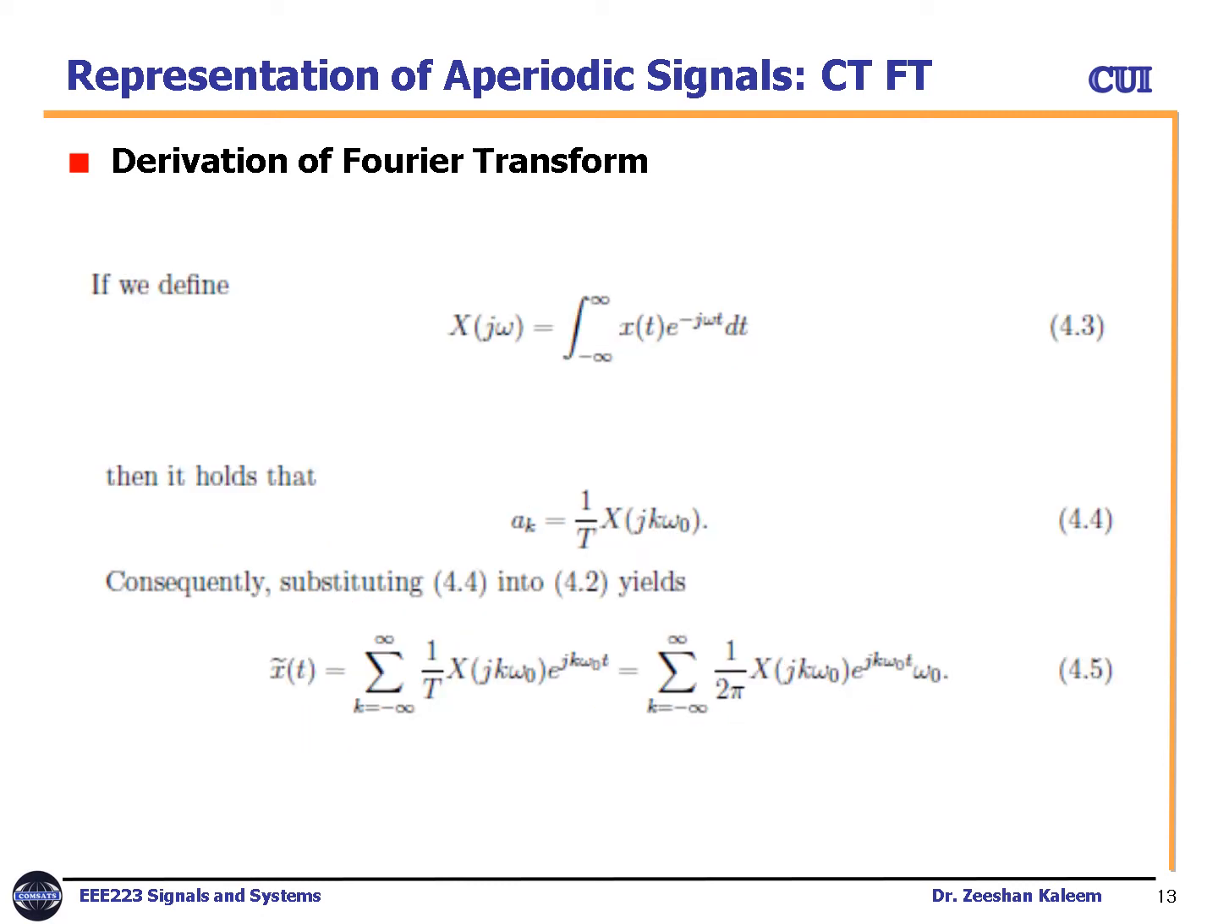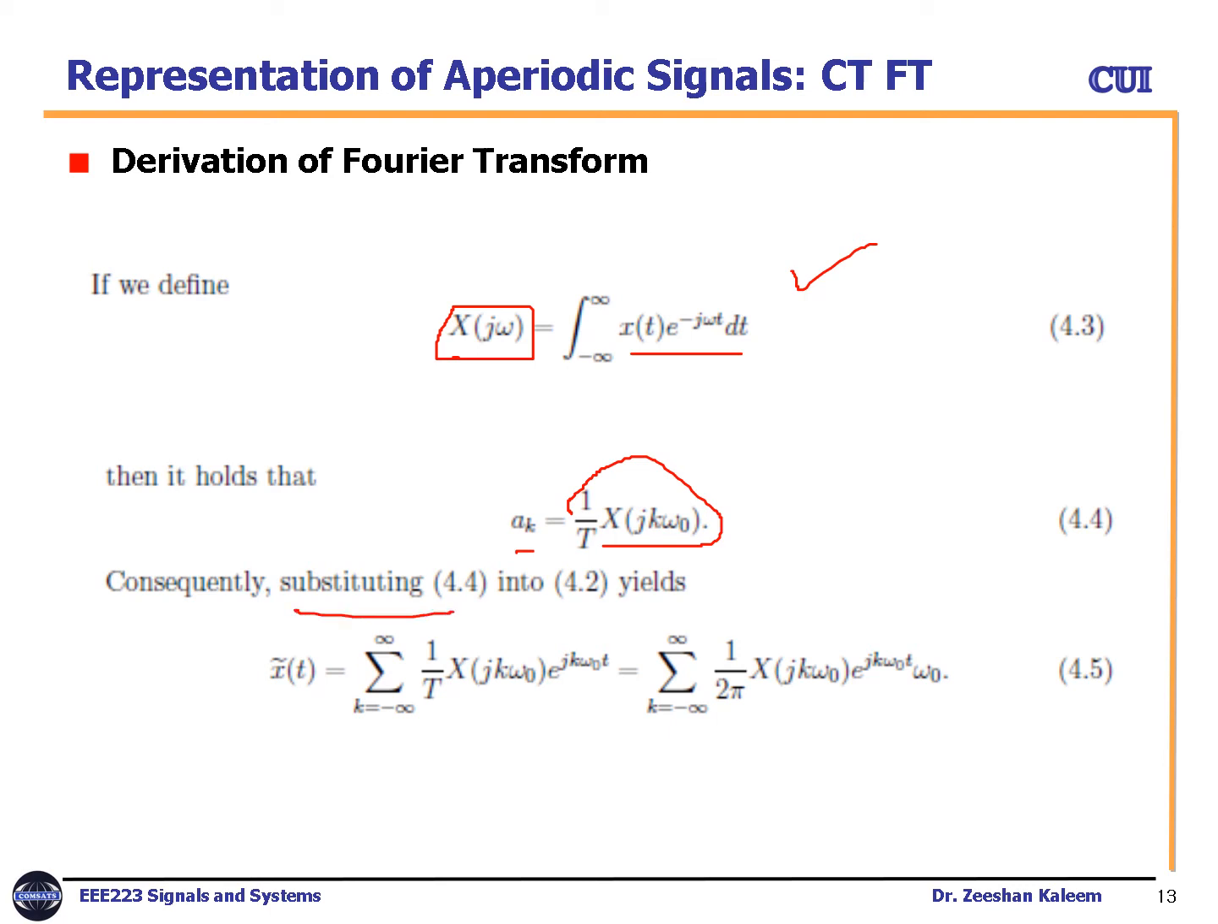So if we define X(jω), this is the Fourier transform, equals integral from minus infinity to infinity of x(t) e^(-jωt) dt. You must remember this. We will utilize this equation further on as well. Then it holds that a_k equals 1 over T X(jkω₀), right?